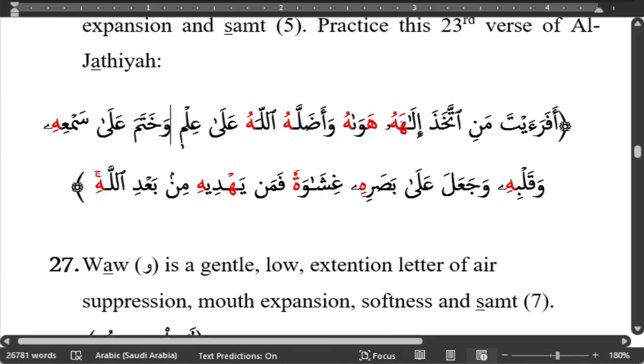How many is that? 1, 2, 3, 4, 5, 6, 7, 8, 9, 10, 11, 12, 13 has in this ayah.